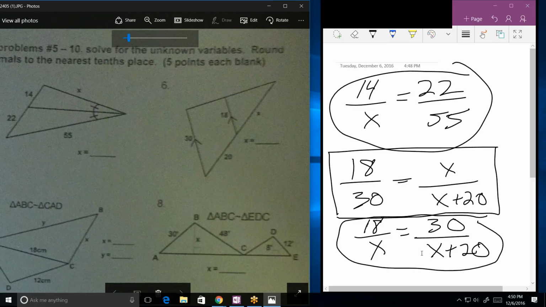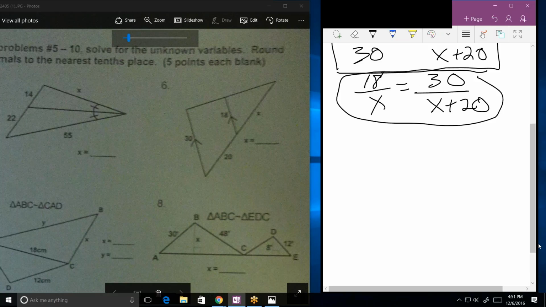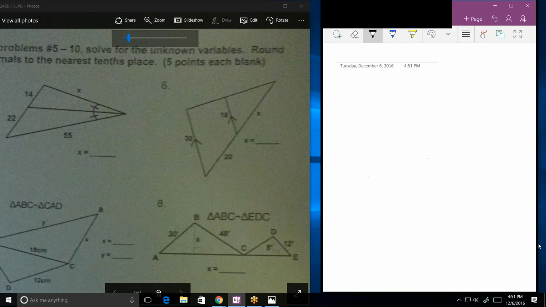So that's a little tougher to solve because there's an x on both sides of the equation. You know how to solve that, don't you? I got it. X equals 30. What's x equal to? 30? Yeah. Because what I got by cross multiplying was that 30x equals 18x plus 360, minus 18x. And then I got 12x equals 360, divided by 12, x equals 30. Yeah, that's the right answer.